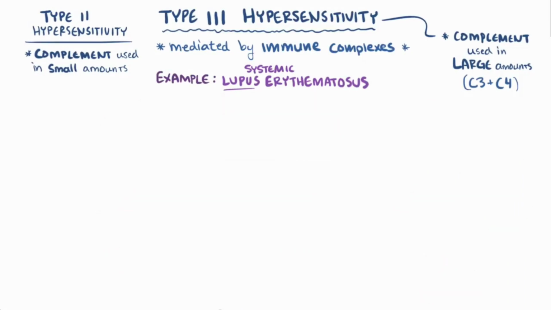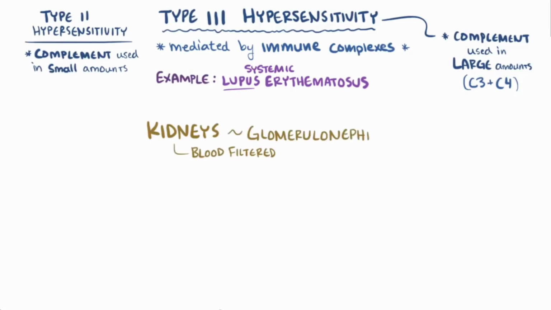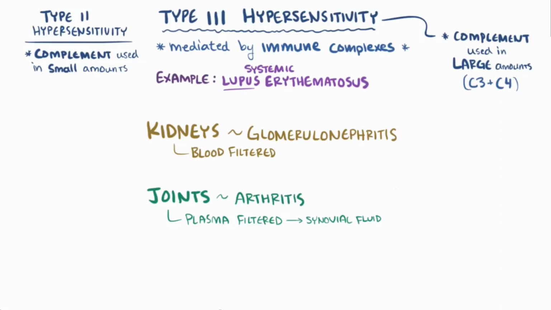This most commonly takes place in areas like the kidney where the blood's being filtered, causing glomerulonephritis, as well as the joints, since blood plasma is being filtered to produce synovial fluid, and this causes inflammation of the joints or arthritis. And this brings up a third major distinction between type 2 hypersensitivity, where clinical symptoms correspond to the tissue where antibodies attach to and destroy cells, and type 3 hypersensitivity, where clinical symptoms correspond to the tissue where immune complexes are deposited, not where the immune complexes are made.